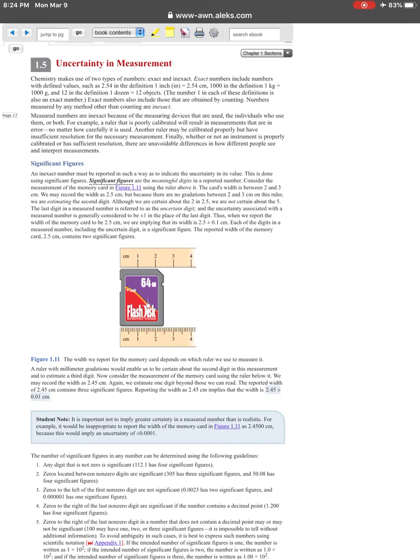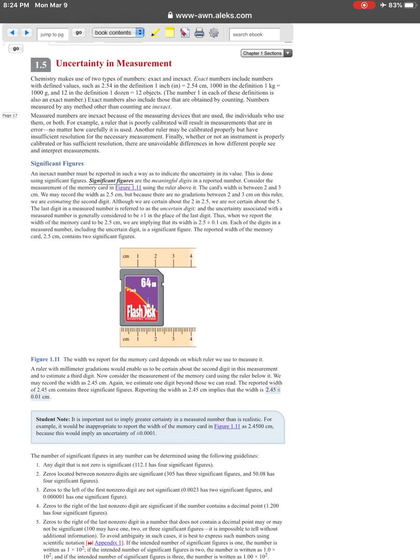So they give an example here of what looks like a flash card, a 64 gigabyte flash card, and someone is measuring the width of that flash card. In the top, there's a centimeter scale, and if you take a look at the centimeter scale, it's just marked off as individual centimeters, 1 centimeter, 2 centimeters, 3. And if we were to measure how wide that is, in fact, this is often what they do with children in the first or second grade. They would give them a little centimeter stick like this, and they'd say, measure it. And they would say, oh, it's 2 centimeters.